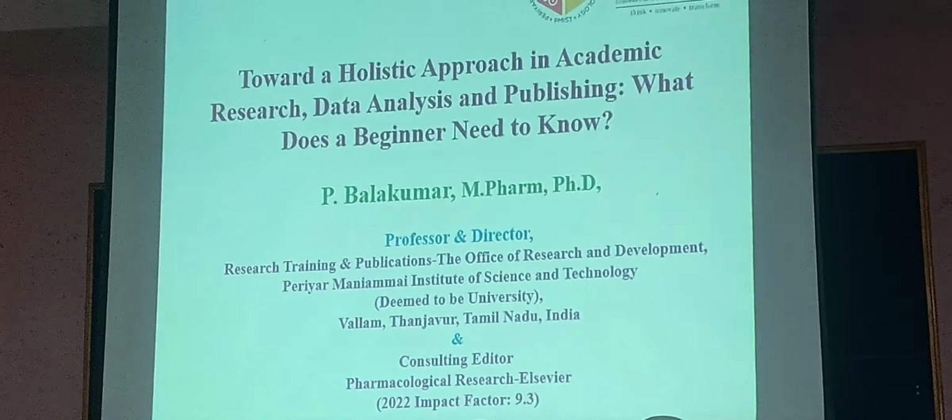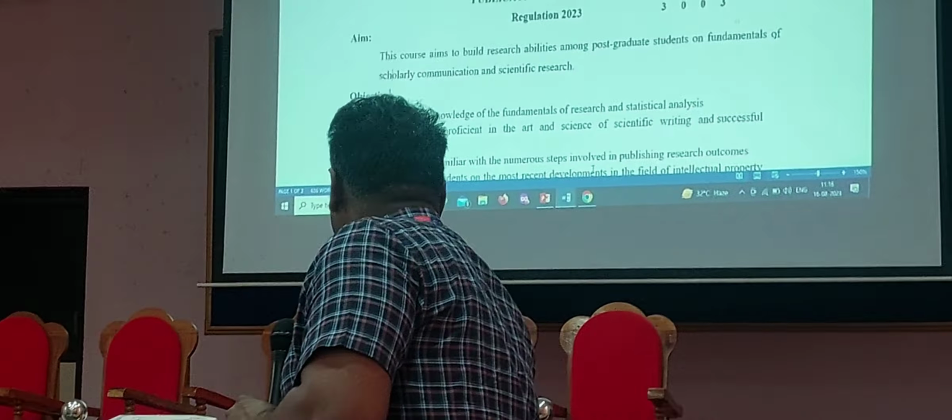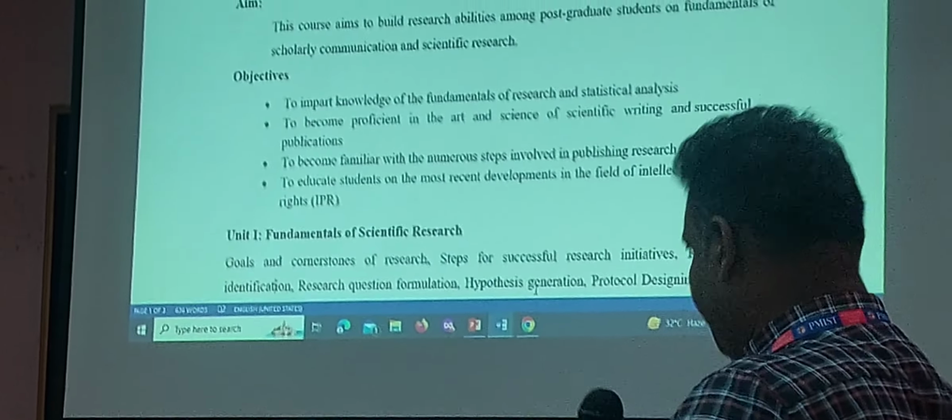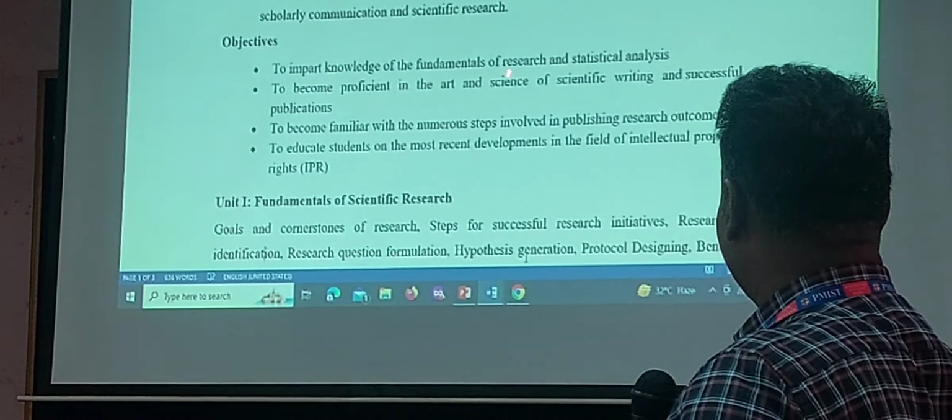And this training will have several topics covered. And the aim of the course is to build research abilities among postgraduate students on fundamentals of scholarly communication and scientific research. Our main objectives are to impart knowledge of the fundamentals of research and statistical analysis, to become proficient in the art and science of scientific writing and successful publications, to become familiar with the numerous steps involved in publishing research outcomes, and to educate students on the most recent developments in the field of intellectual property rights, that is, protection and patenting your research outcomes.